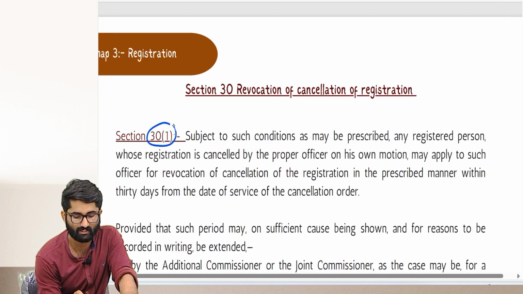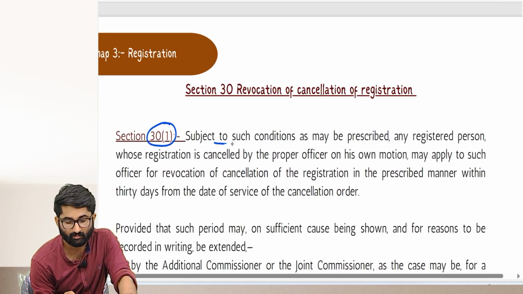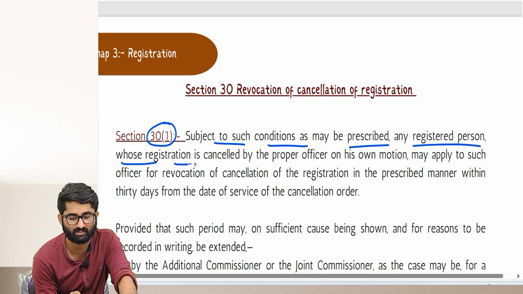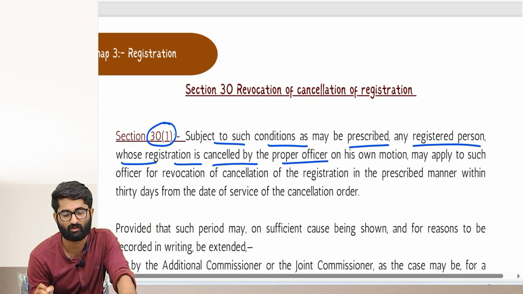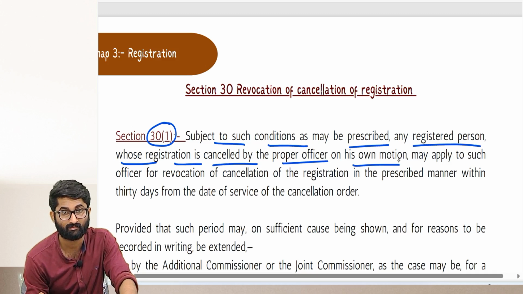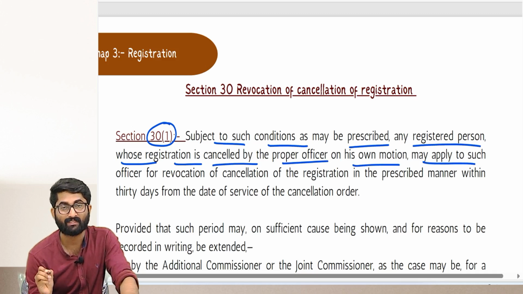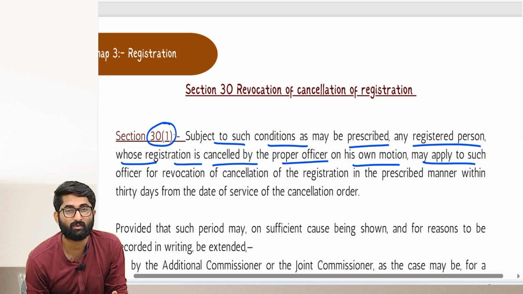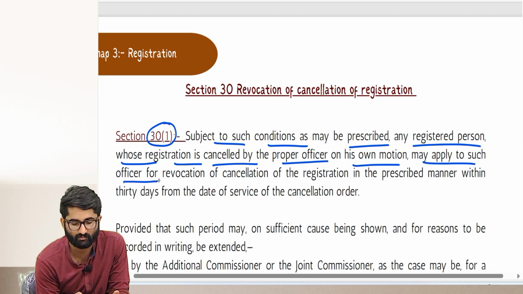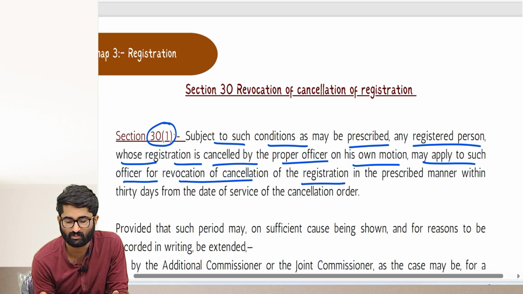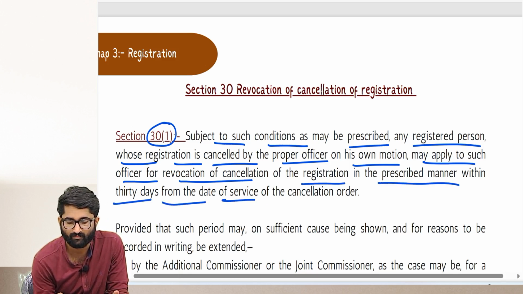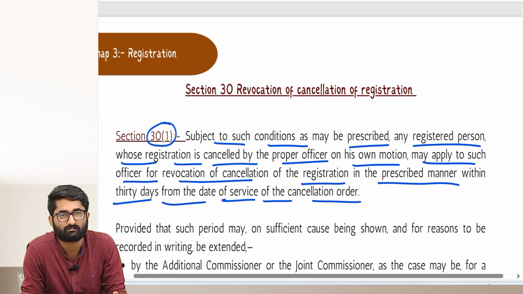Section number 30 subsection 1 says that subject to such conditions as may be prescribed, any registered person whose registration is cancelled by the proper officer on his own motion may apply. So that means in suo moto only you can apply for revocation, otherwise you cannot. Such person may apply to such officer for revocation of cancellation of registration in the prescribed manner within 30 days from the date of service of the cancellation order.